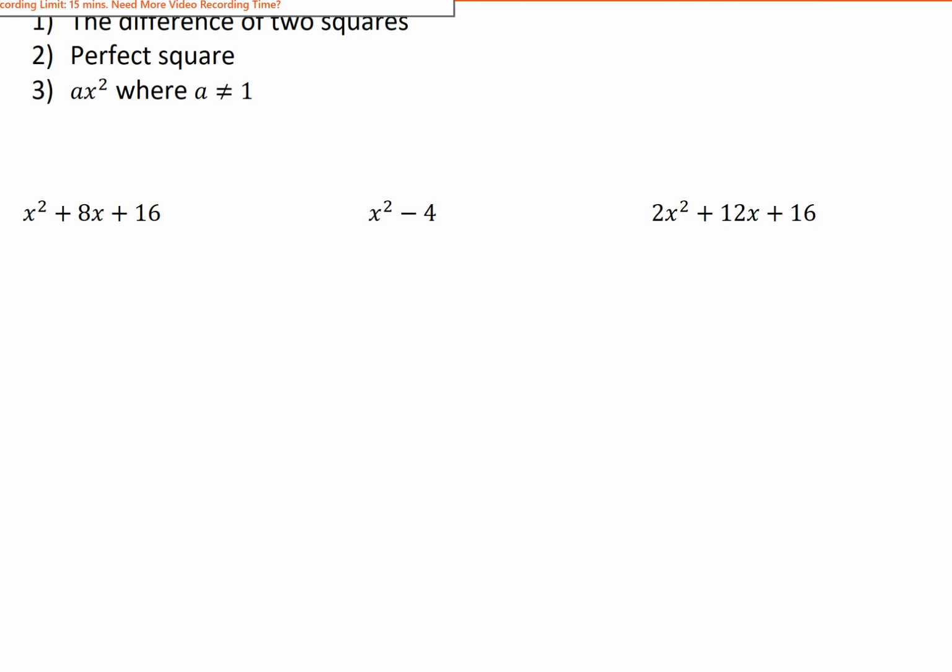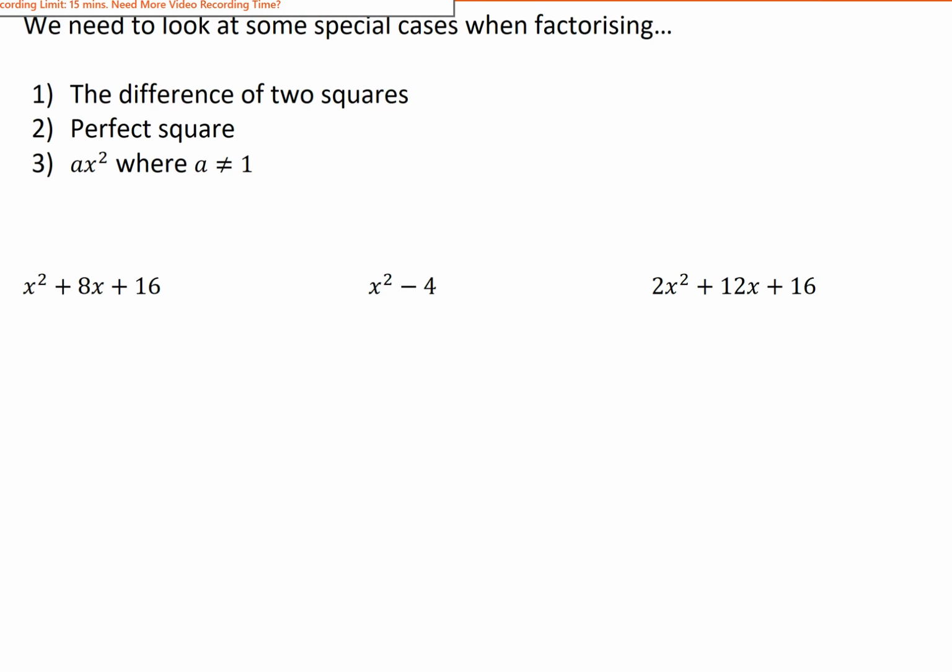So these factorising ones are special cases. They're a little bit harder than the ones we've been doing, but not really. Okay. So the three special cases that I want to have a quick look at are difference of two squares, perfect square, and when we've got a coefficient of x squared which is greater than 1. Okay. So first one, how do I factorise that?